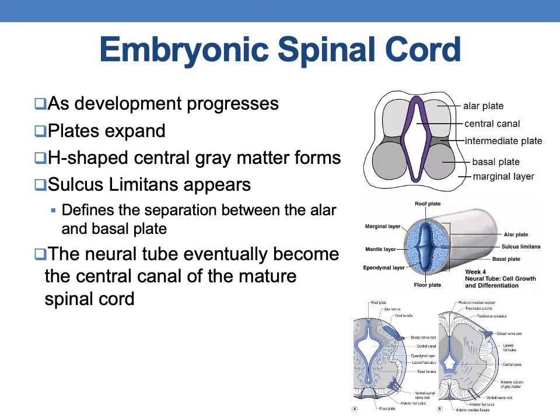Embryonic spinal cord. As development progresses, the basal plates expand, forming the H-shaped central gray matter of the embryonic spinal cord. At the same time, the sulcus limitans appears, and it actually defines the separation between the alar and basal plates. The neural tube eventually becomes the central canal of the mature spinal cord.